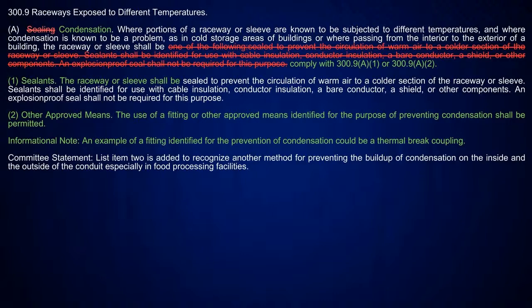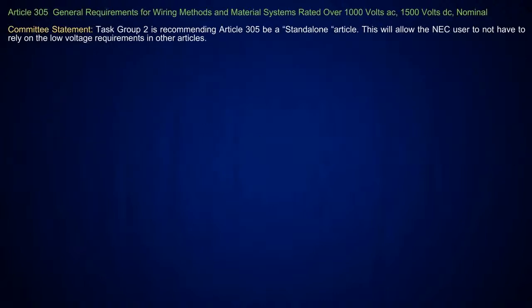The next one they added was Article 305, and now they've taken all the high voltage, or medium voltage, over 1,000 volts out of there. Now you're going to have general requirements for wiring methods and material systems rated over 1,000 volts AC and 1,500 volts DC. As you can see, that now brings us up to six different new articles dealing with systems rated over 1,000 volts AC and 1,500 volts DC.